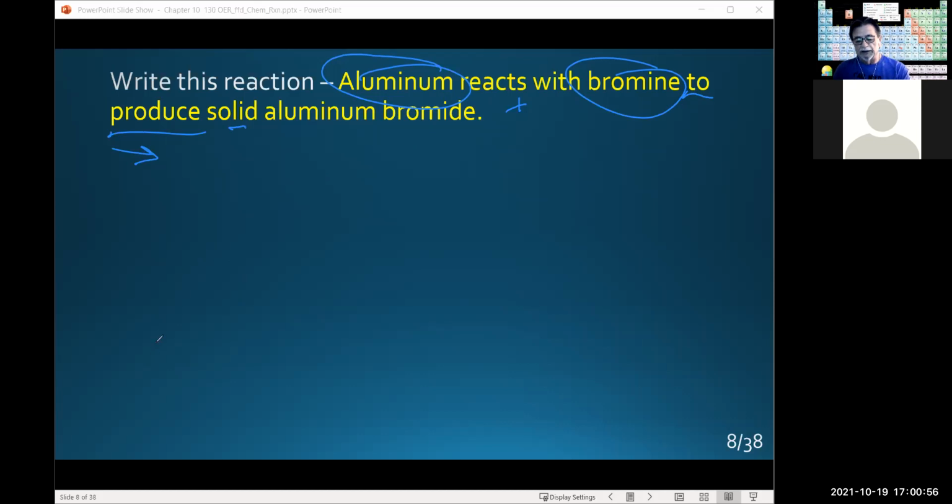Okay, so let's write down. Aluminum, we know, is a solid. It's a metal and it's a solid. It's in group 3A. It reacts, so like I stated, reacts to me as a plus with bromine, just like chlorine earlier. This is the diatomic Br2. To produce is our reaction arrow. And then they say solid aluminum bromide.